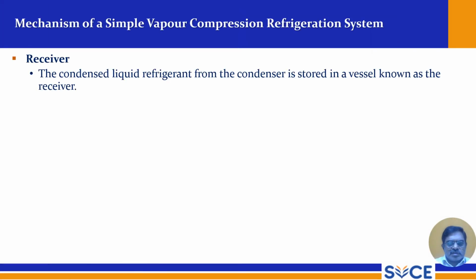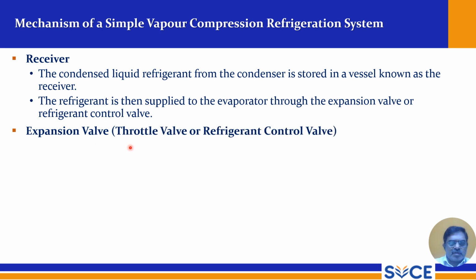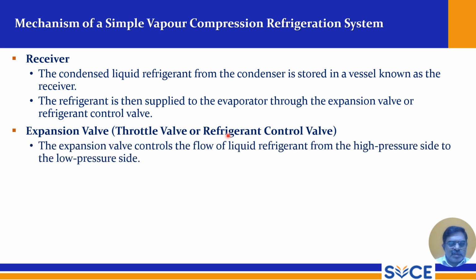Next one is the receiver. The condensed liquid refrigerant from the condenser is stored in a vessel known as the receiver. The refrigerant is then supplied to the evaporator through the expansion valve or refrigerant control valve. The expansion valve is a type of throttle valve or refrigerant control valve. So these are all the names, and you can use any of these names. No problem, students.